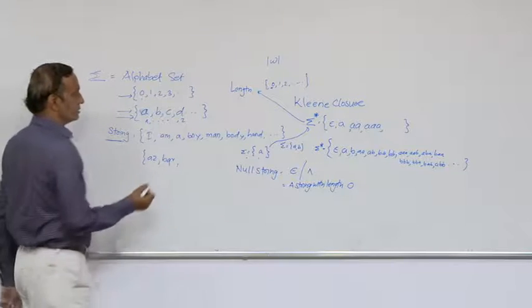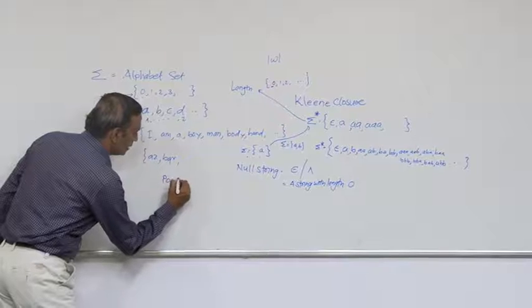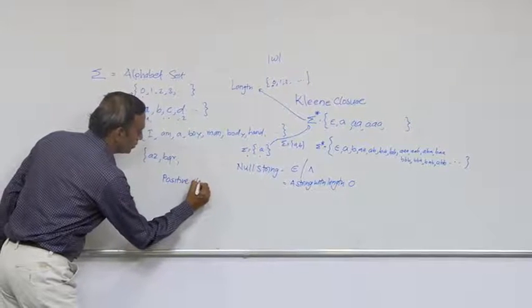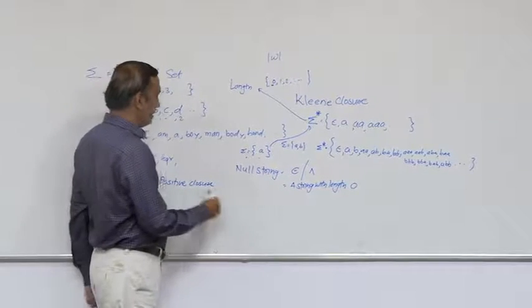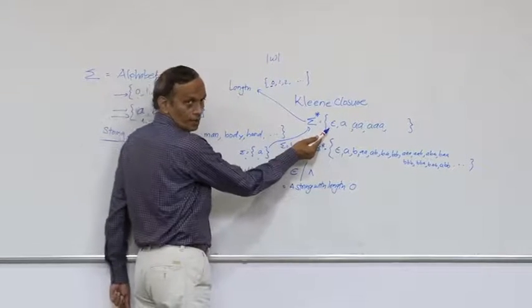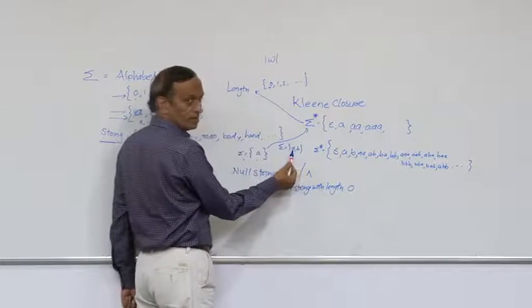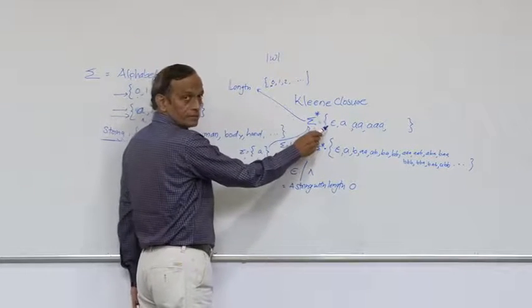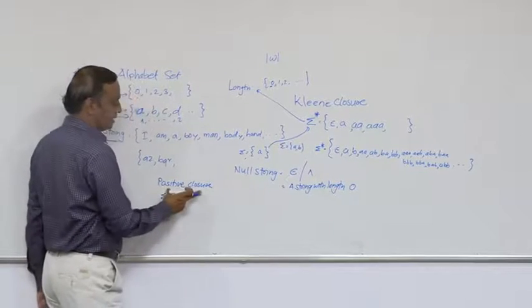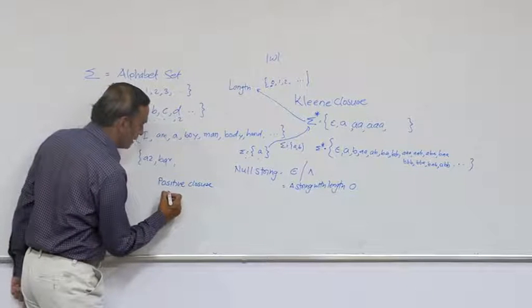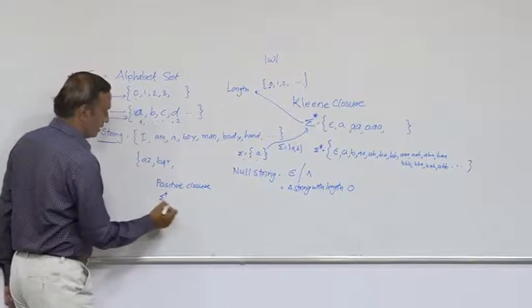In such a case, such a set would be represented as something called positive closure. Fine. And this positive closure will have everything other than this epsilon. Everything, I mean to say, all strings over sigma with varying length, excluding the string with length 0. So if I have to represent this positive closure, I will represent it by a notation called sigma plus, and this notation would be written in this way.